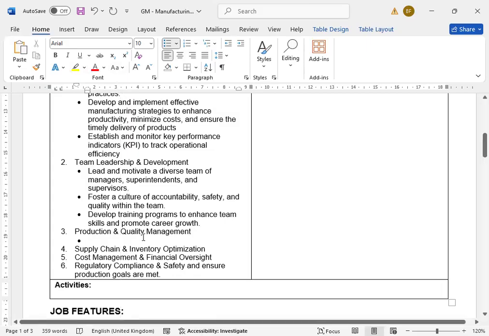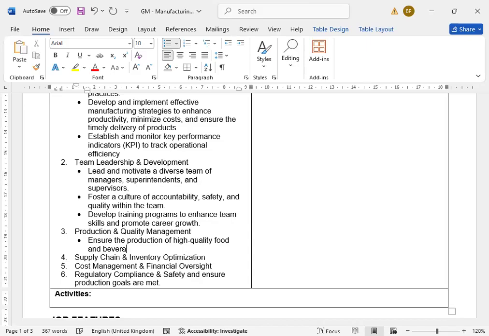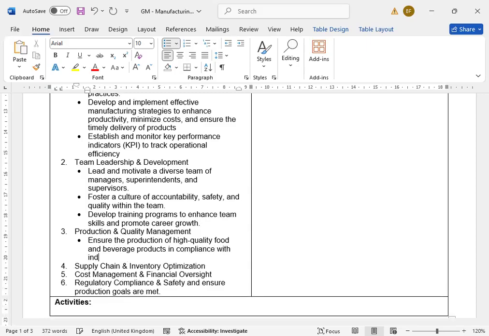Okay, the first one under number three, production and quality management, is to ensure the production of high quality food and beverage products in compliance with the industry standards.